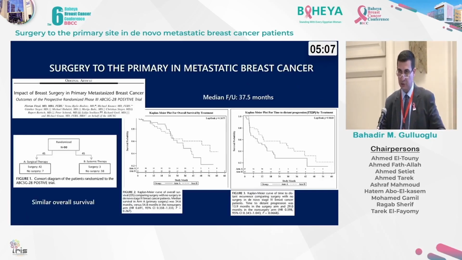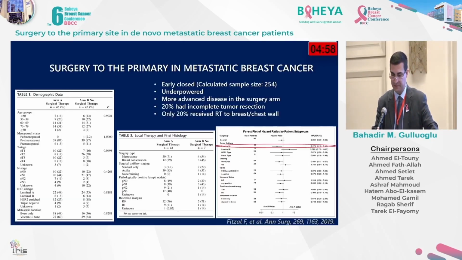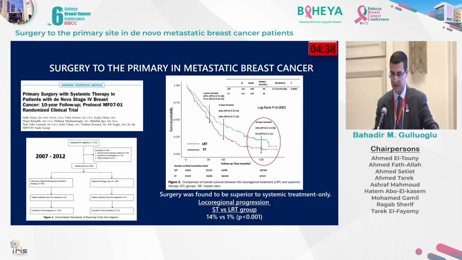So coming to the Australian study, this is the positive trial. Unfortunately, they stopped this trial very early, at 38 months, and they found similar overall survival. But when you look again in detail at luminal A, they find an overall survival difference in benefit of the surgical site. They didn't report it because this is underpowered, and 20% had, again, incomplete tumor resection, and only 20% received radiotherapy to breast and chest wall. And remember the meta-analysis that I showed you.